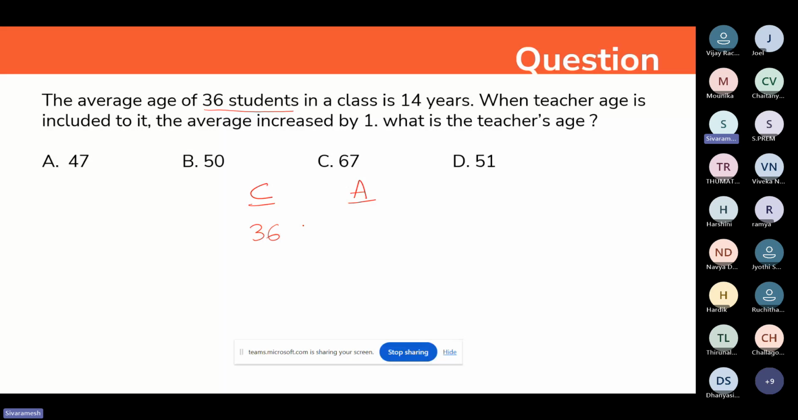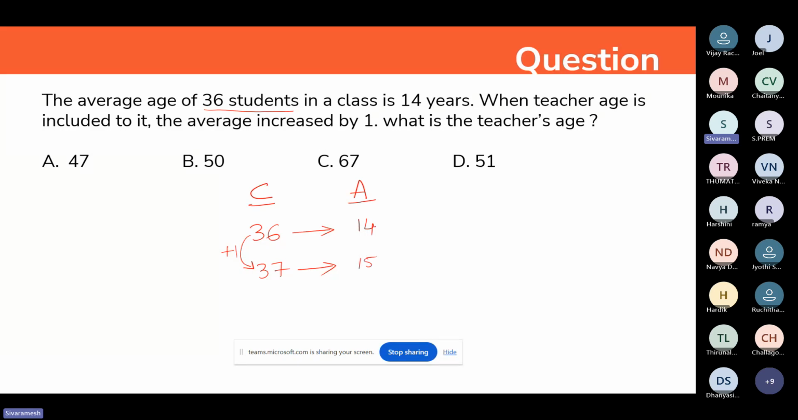Now follow the same process and remember how we are doing all these shortcuts and calculations. The count is 36, average is 14. So for this count we have an average of 14 years. Now when the teacher age is included, obviously the count will increase. Now the count is 37. So 36 became 37 because one count got increased, that one person is the teacher. After the teacher age is included, the average is increased by one. Correct. Now I can say the average will be 15.